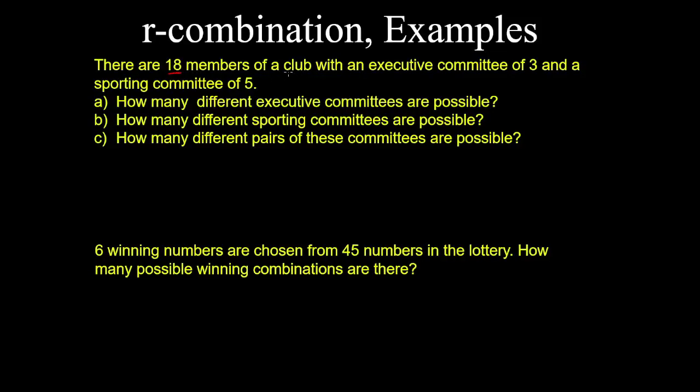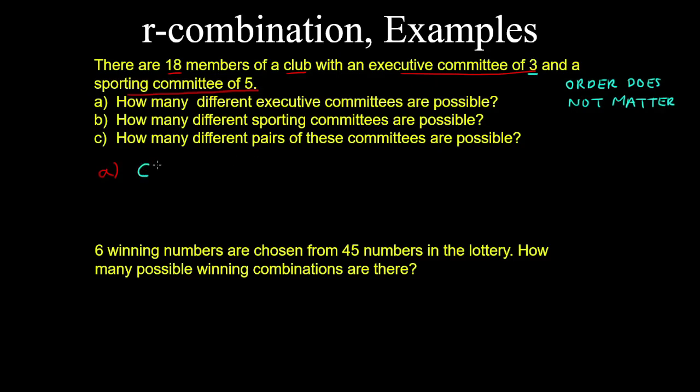There are 18 members of a club with an executive committee of 3 and a sporting committee of 5. So in part A, we're asked how many different executive committees are possible. Because we're not given the exact members of the committee, we can assume that order does not matter. So effectively, any person can be chosen for either role in that committee.